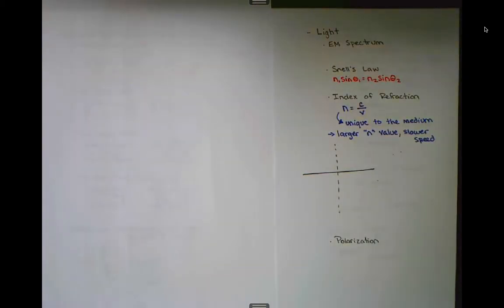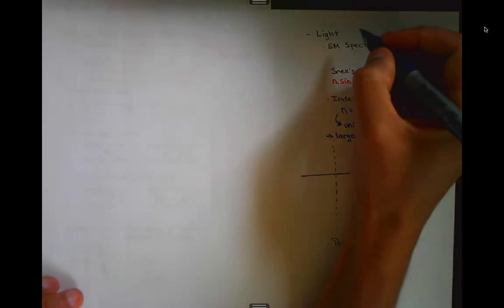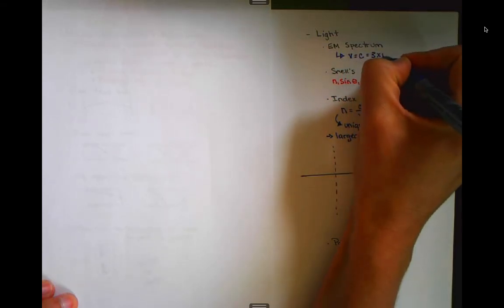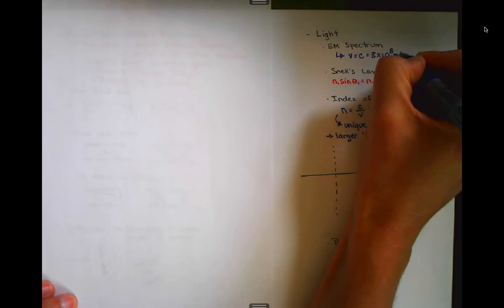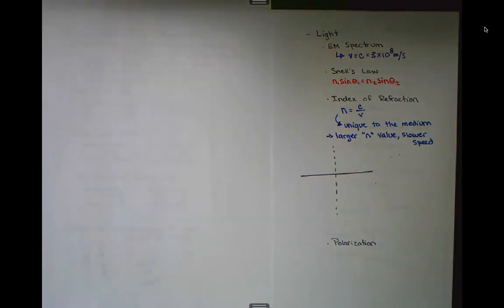Okay. And then we got into light specifically. So you have your electromagnetic spectrum. These are all light waves, and they all travel at the speed of light, c. So 3 times 10 to the 8 meters per second. Right? You have that on your reference table.